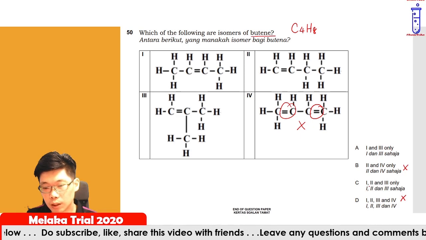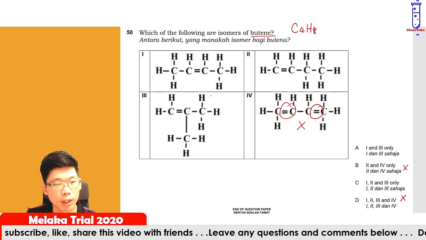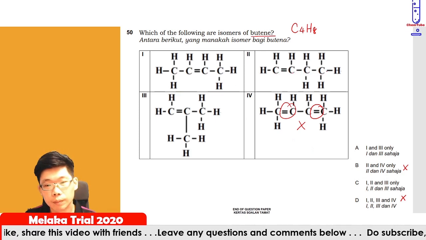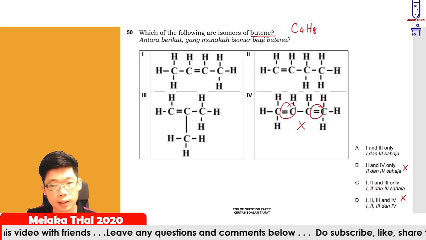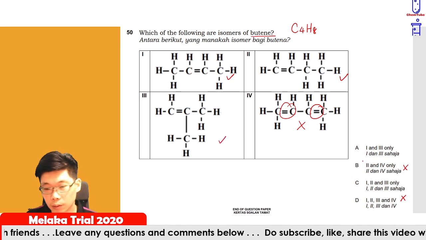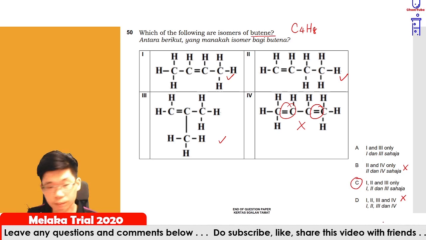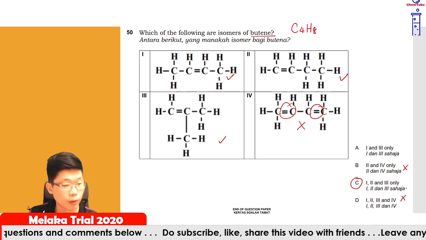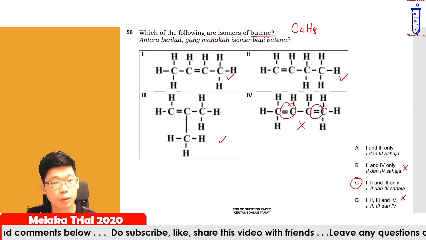So 1, 3, 1, 2, 3. So meaning that we just need to check whether number 2 is correct or not. C4H8. So this one, yes, this one is correct. This one also correct. So it's 1, 2, and 3. Okay, so that's all for Melaka paper 1, 2020.